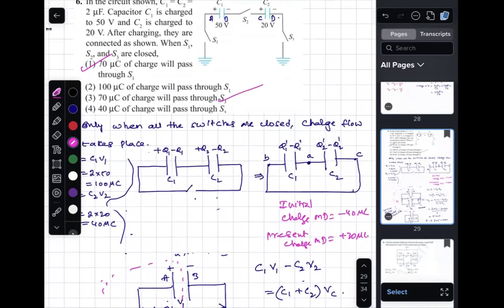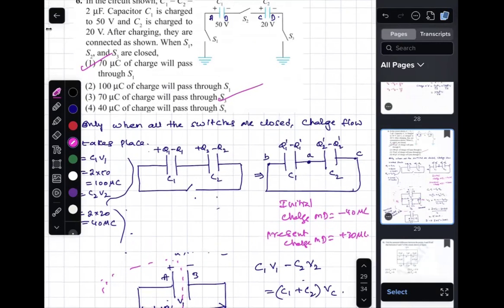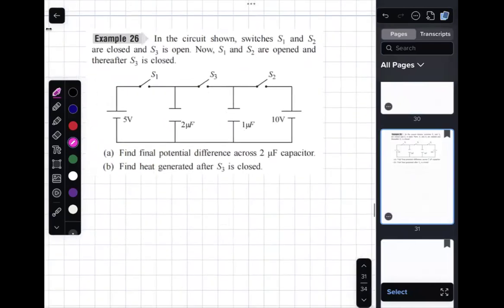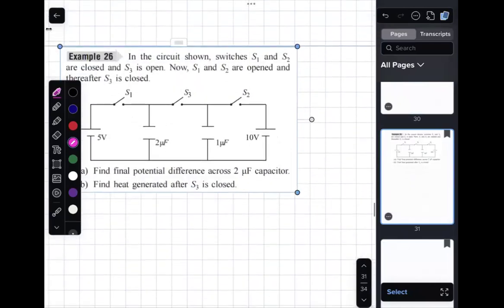Any doubt? Clear? Have you clearly followed this problem? Any confusion? Right. Next. Do this.